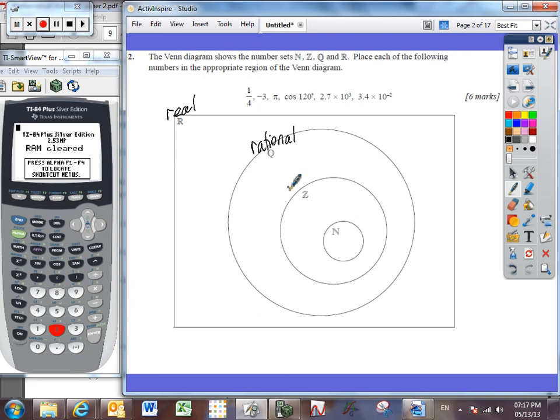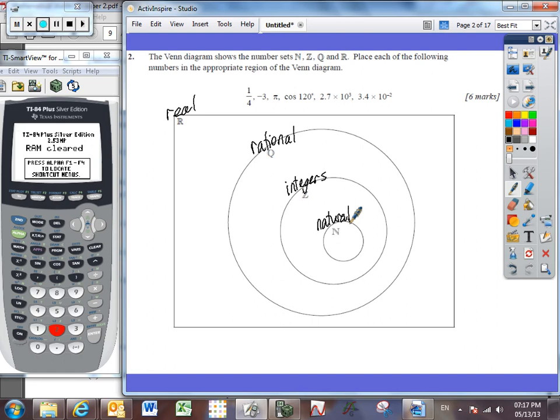The Z is the integers, and that's all of the positive and negative whole numbers. And then N is the natural numbers, and these are the numbers that you learn in before kindergarten. 0, 1, 2, 3, and so on.